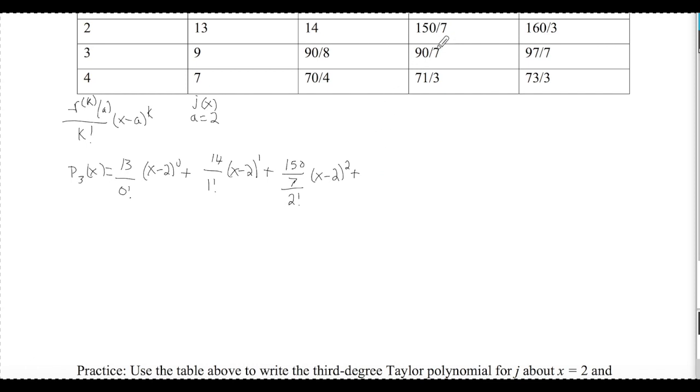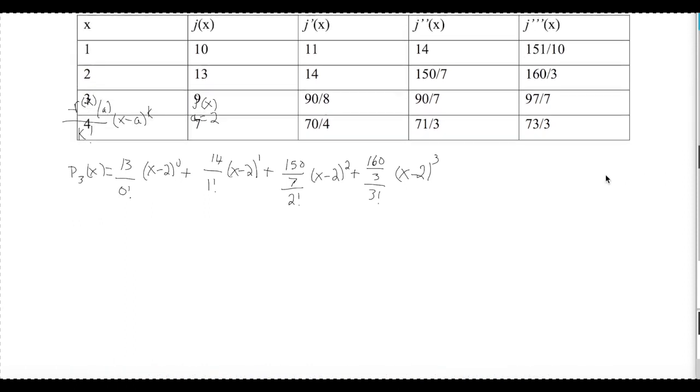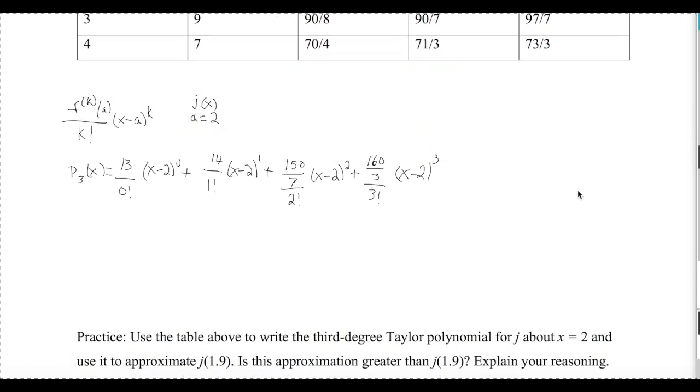Wait, I skipped one. So that's j, first derivative, second derivative, third derivative, right there. The third derivative then is 160 over 3, over 3 factorial, times x minus 3, or x minus 2, x minus 2 cubed. There we go. So there's my third order Taylor polynomial.